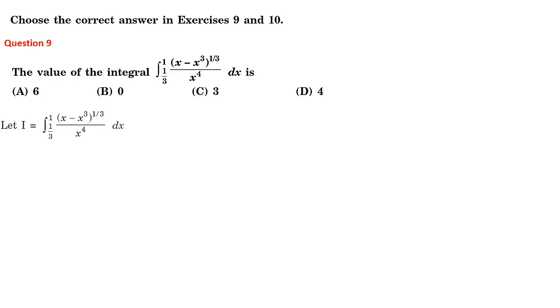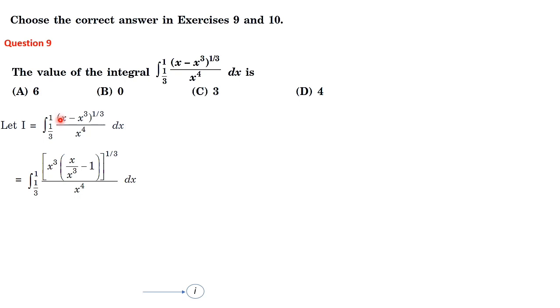So let's take this one as I is equal to integral 1 by 3 to 1 of (x minus x cube) the whole power 1 by 3 by x power 4 dx. What I am going to do first is take x cube outside from these two terms, that is integral 1 by 3 to 1. In these two terms I am taking x cube outside. Taking x cube outside means you cannot simply write x cube, because here there is one whole power 1 by 3 also, so you have to put a square bracket. Then x cube I have taken.